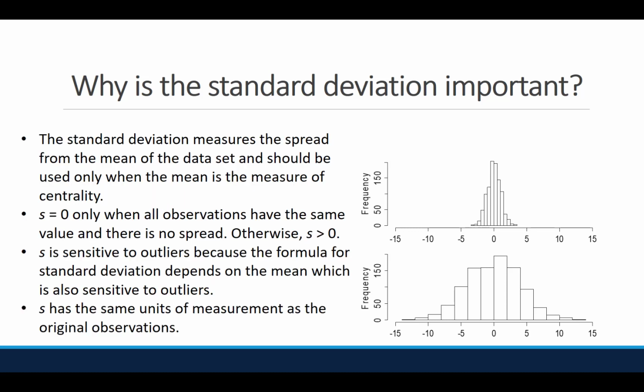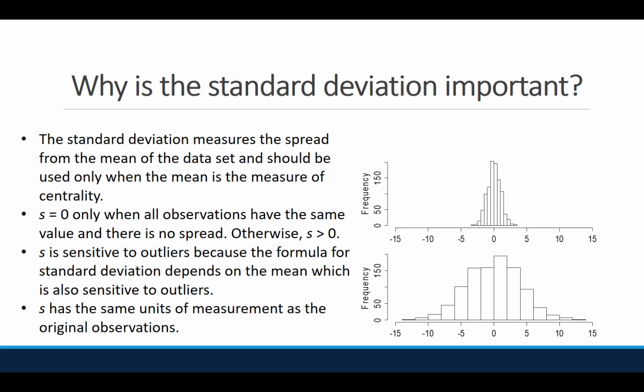In addition to calculating the standard deviation, it's important to know the properties of the standard deviation. The standard deviation measures the spread from the mean of the data set and should be used only when the mean is the measure of centrality. S equals 0 when all the observations have the same value and there is no spread. Otherwise, it is strictly positive.